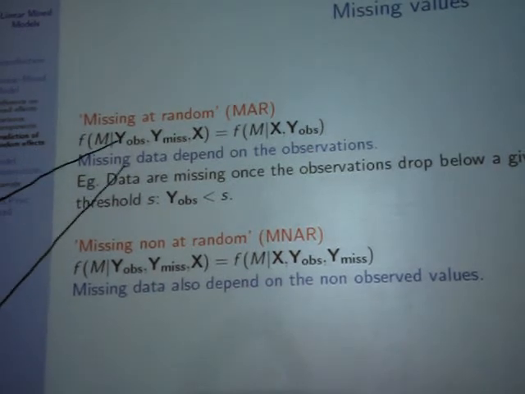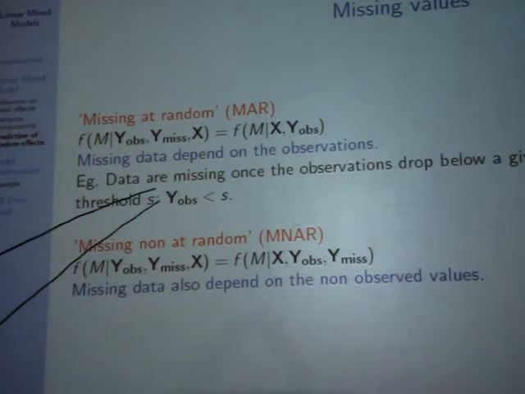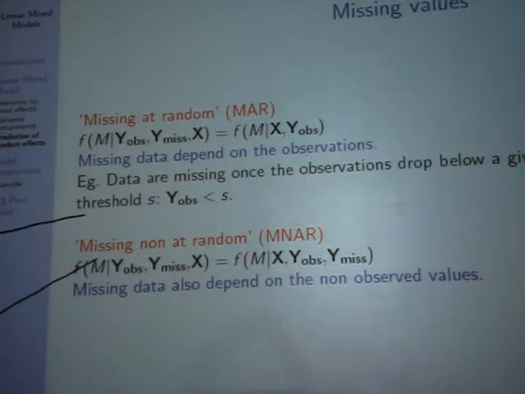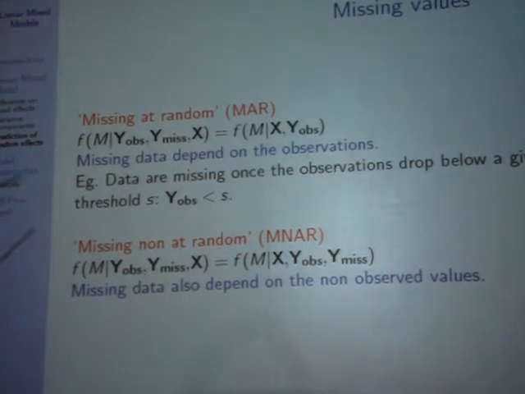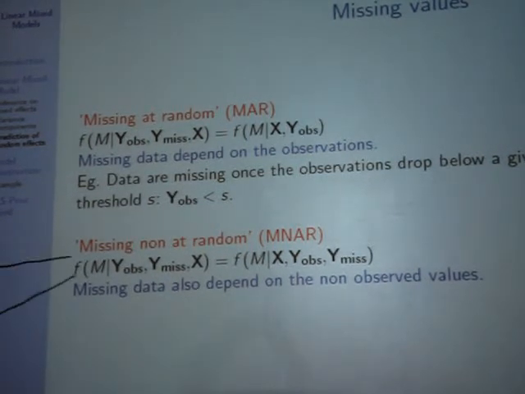And they are said to be missing at random if the missing data depend on the observations. So for example, if the data are missing once the observations drop below a threshold, for example, when the observations become lower than a threshold S. And the last case is the data missing not at random, where the missing data also depend on the non-observed values.